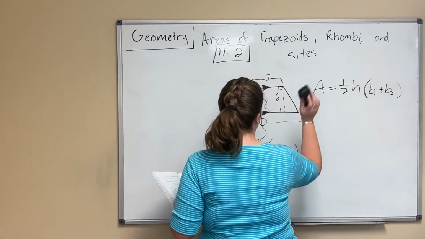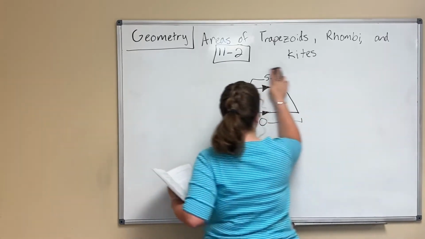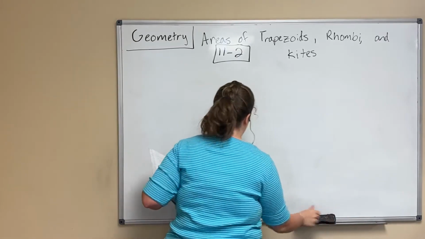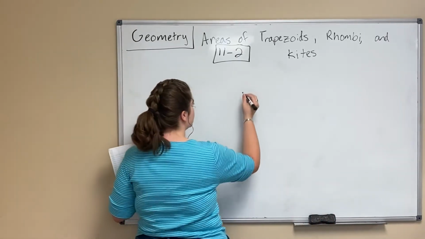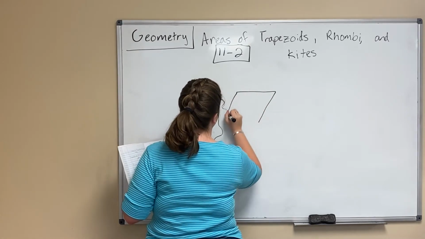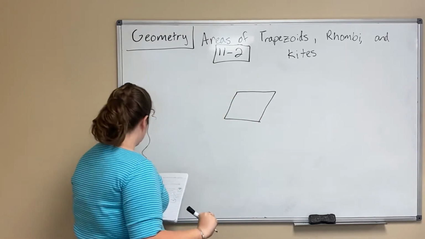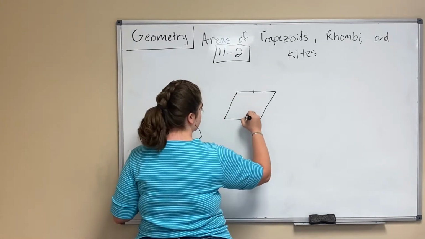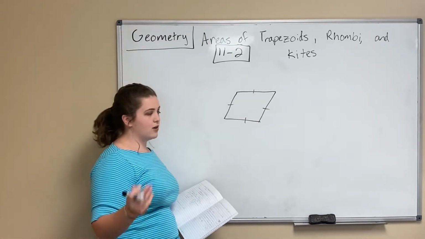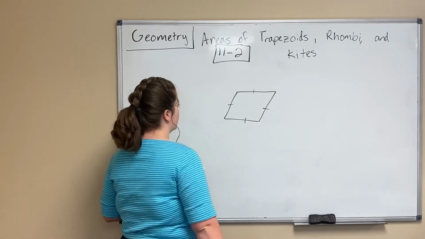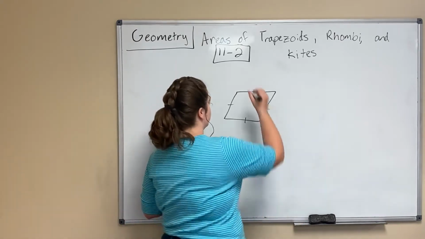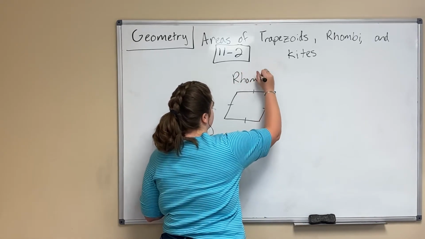Okay, up next we have rhombi and kites. I'm going to do those together because they're actually pretty similar. A rhombus is going to look something like that. In a rhombus, all of its sides are equal. They're kind of like squares, but they don't have 90-degree angles. So they're parallelograms in which all of the sides are the same. Here I'll label this, rhombus.